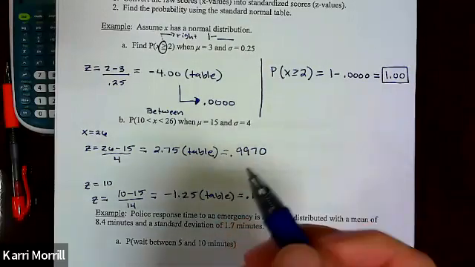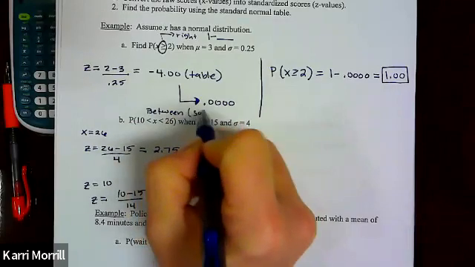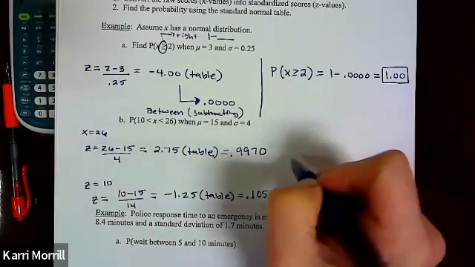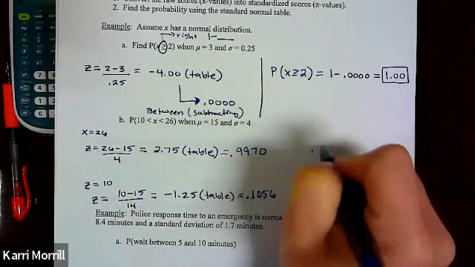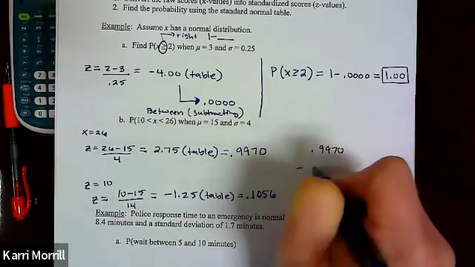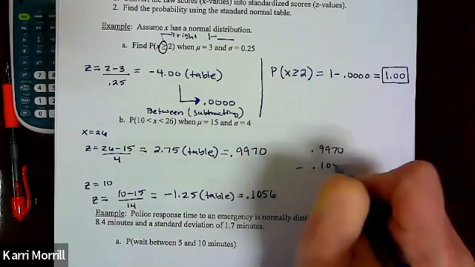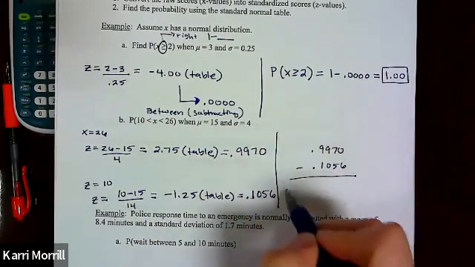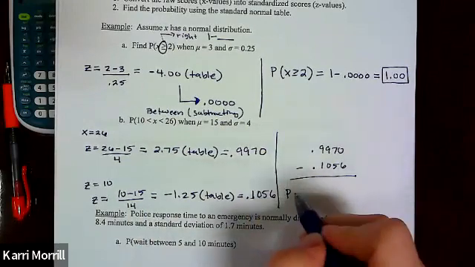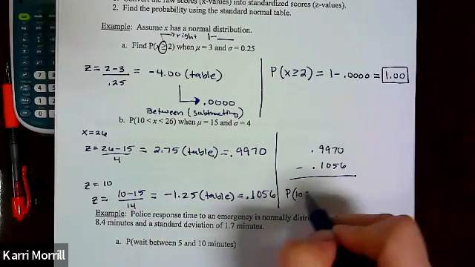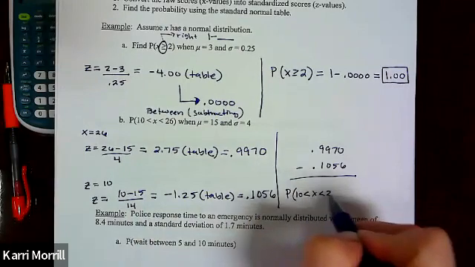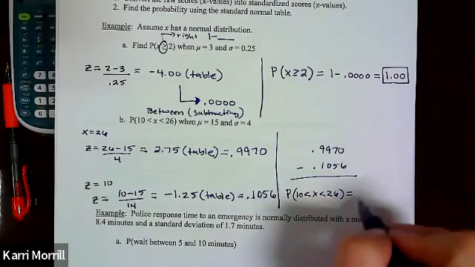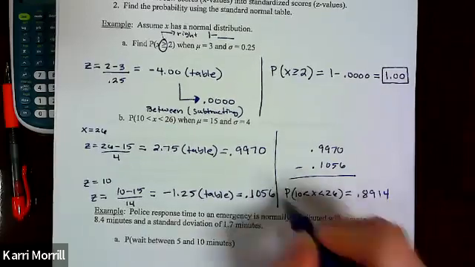So remember, when it's a between, we are subtracting the two probabilities. So we're going to be taking 0.9970 minus 0.1056 to find that probability of between, I'll write it down, 10 is less than X, which is less than 26. And when you subtract those two things, you're going to get 0.8914.